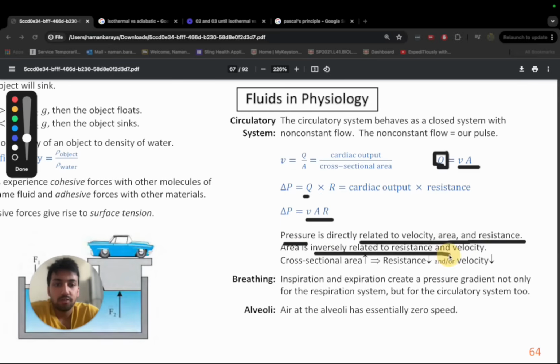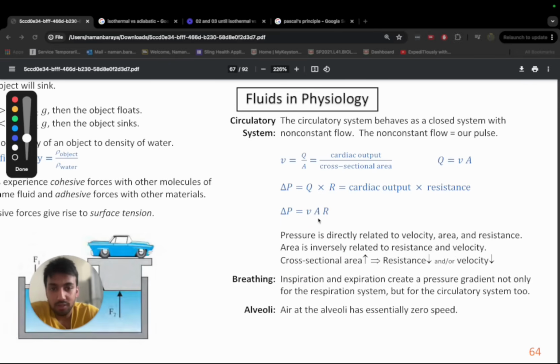Area is inversely related to resistance and velocity. As our cross-sectional area increases, so this guy, the A, that means our resistance is decreasing and/or the velocity is decreasing. So as this goes up, this or this must go down, the V or the R.